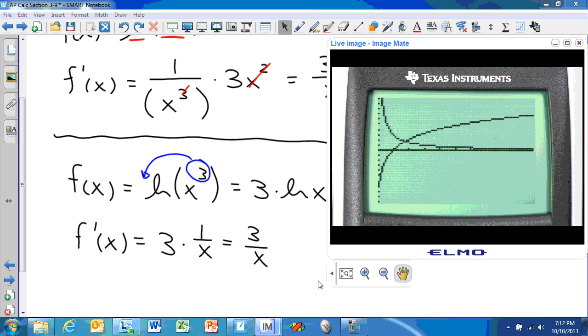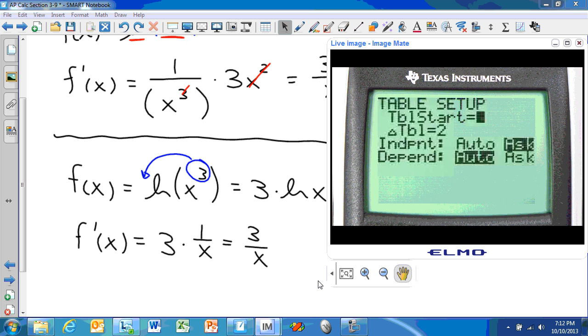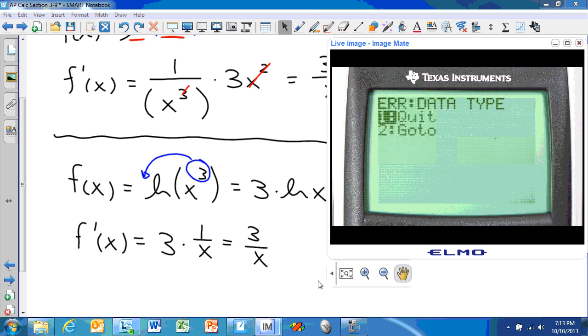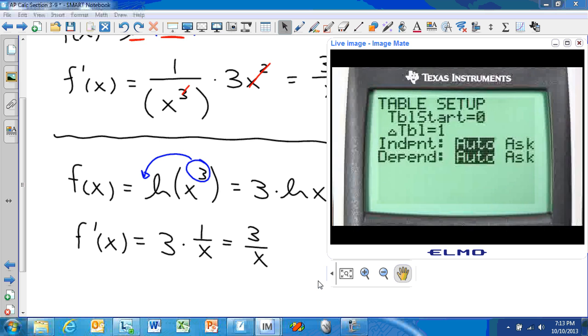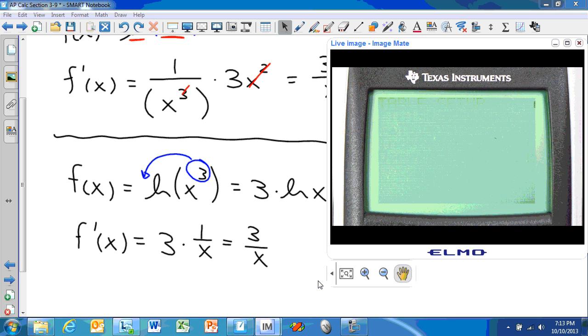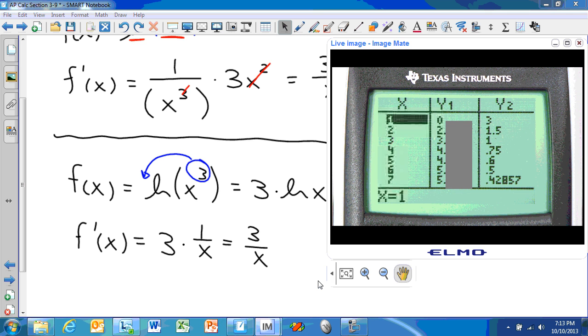that numerical derivative. The other way, again, you could do this is to go to your table. I'm going to start out my table at 0, and we'll have it changed by 1, and put it into auto mode. And go to our table. Oh, whoops, of course I can't start at 0 again. Let me go back there. Let me start it out at 1. Again, it's not defined on the negative domain or at 0, so that's what the problem is there.